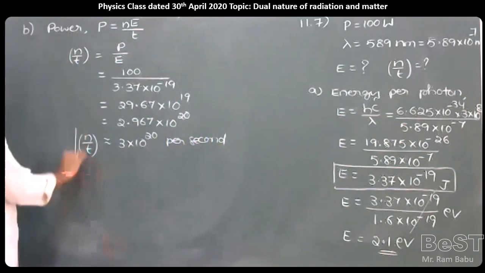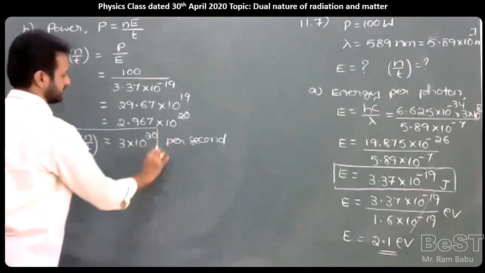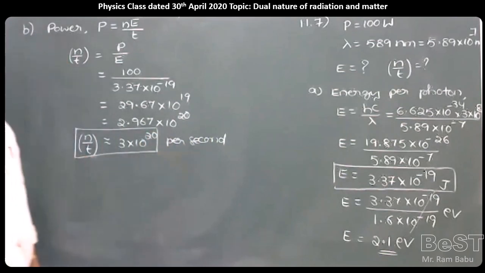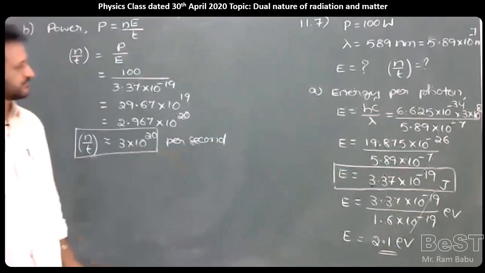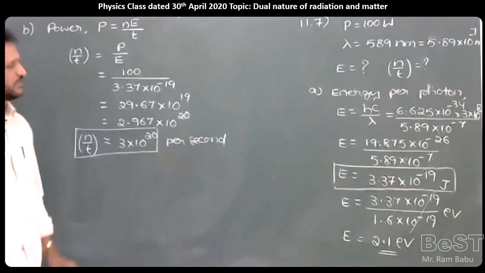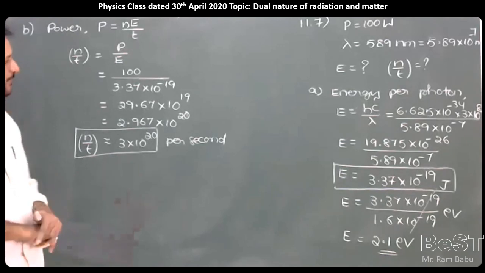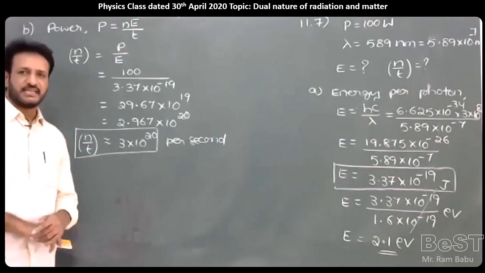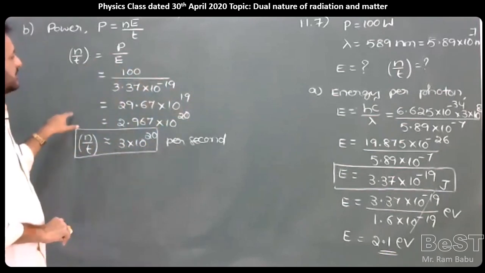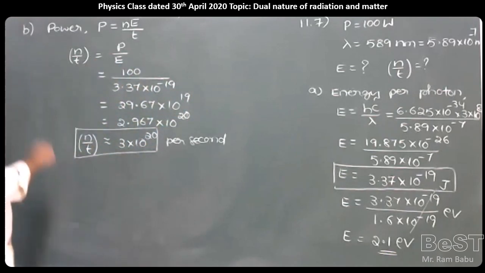So that is the rate of photons, or the number of photons emitted per unit time. It is also an important question for 5 marks at PU level. So two values we calculated: one is energy and one is the number of photons emitted per second. We calculated both.